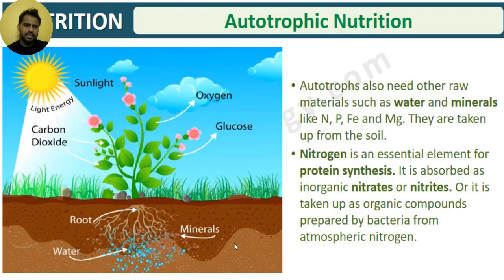Let's move ahead. Let's see what is autotrophic nutrition. Autotrophs also need other raw materials such as water and minerals like nitrogen, phosphorus, iron and magnesium. They are taken up from the soil. Where will it get these minerals? Nitrogen, phosphorus, iron and magnesium, they are taken up from the soil. Nitrogen is an essential element for protein synthesis. It is absorbed as inorganic nitrates or nitrites, or it is taken up as organic compounds prepared by bacteria from atmospheric nitrogen.